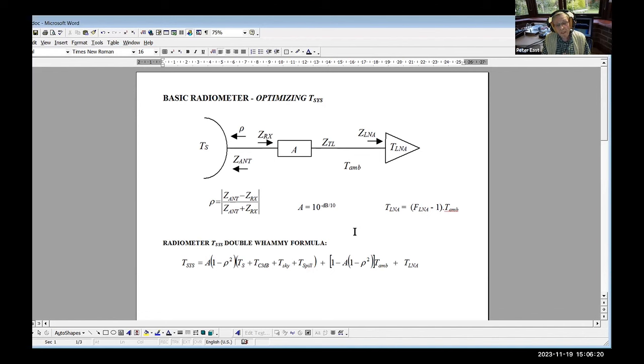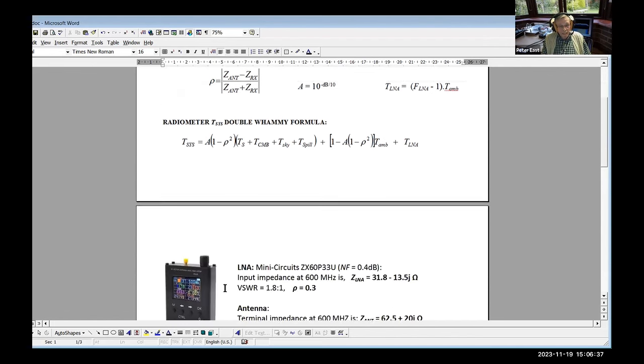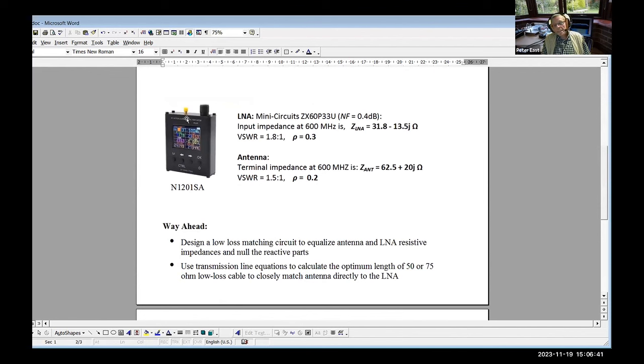the reflection coefficient zero, because you can effectively use the transmission line to match it. And so all you're left with is 1 minus A times the ambient temperature as the noise term. You can use a device like this to measure the antenna, and that gives you here the resistance and the reactance. This isn't the frequency I'm using, but it does show the resistance and reactance. And my Mini-Circuits amplifier has a resistance of 31.8 ohms and minus 13.5 ohms reactance. And the antenna actually had 62.5 ohms resistive and 20 ohms reactive.